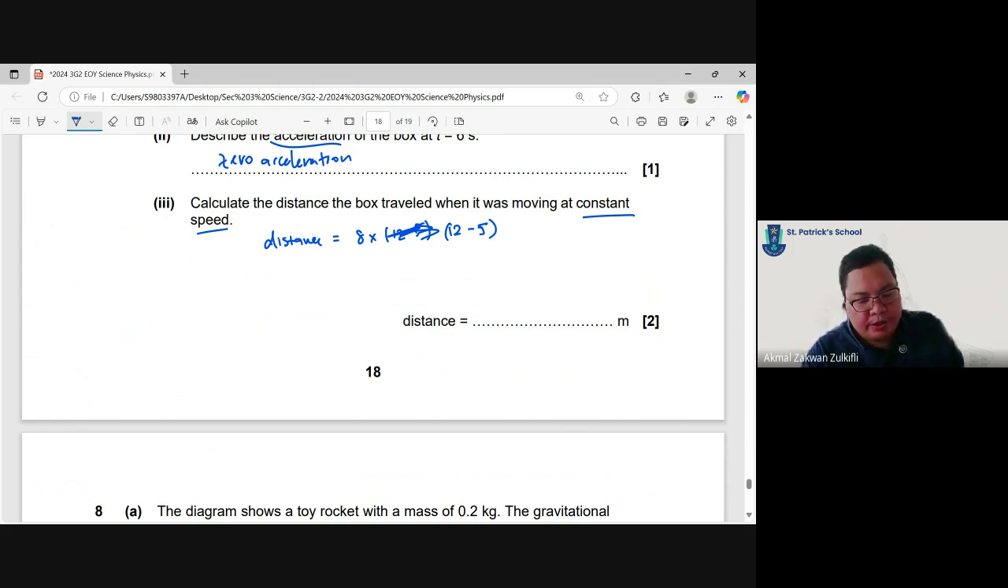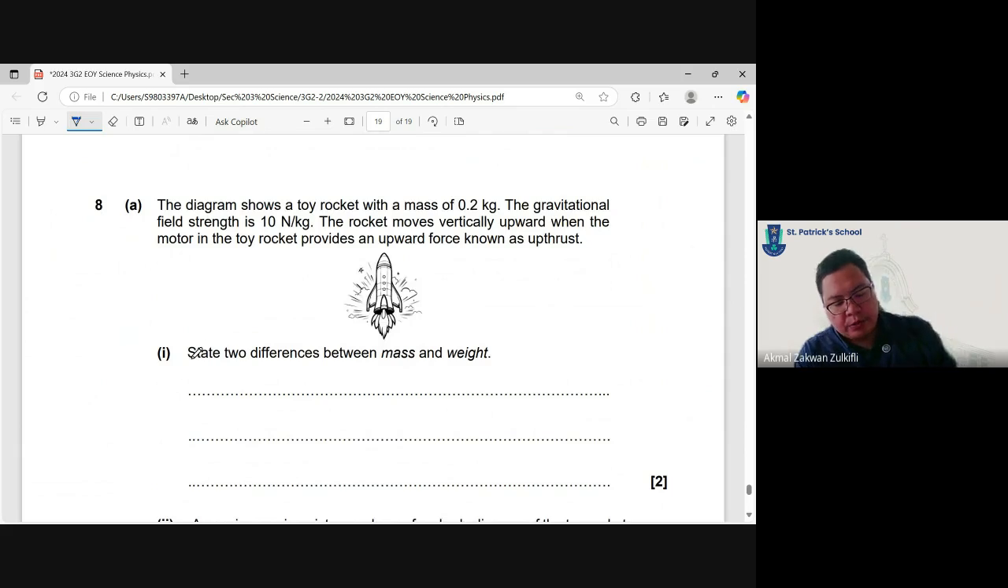Last question, question 8. The diagram shows a toy rocket with a mass of 0.2 kg. So mass equals 0.2 kg. Gravitational field strength is 10, so g equals 10. It moves vertically upwards when the motor in the toy rocket provides an upward force called upthrust. State 2 differences between mass and weight.